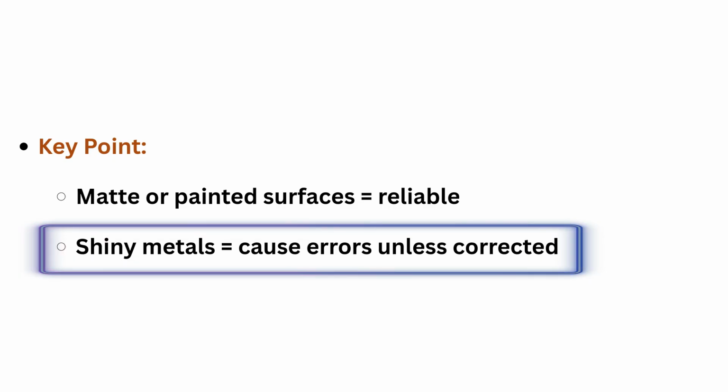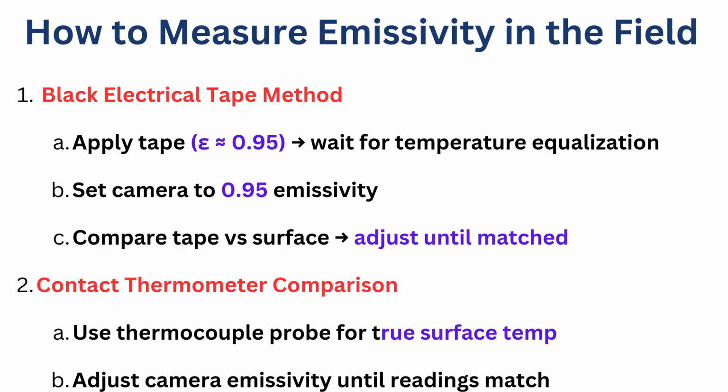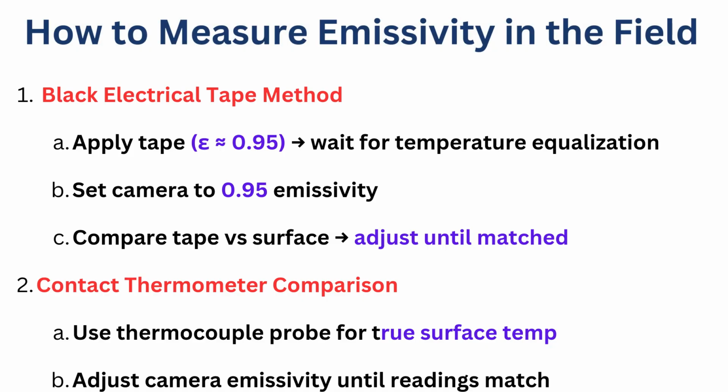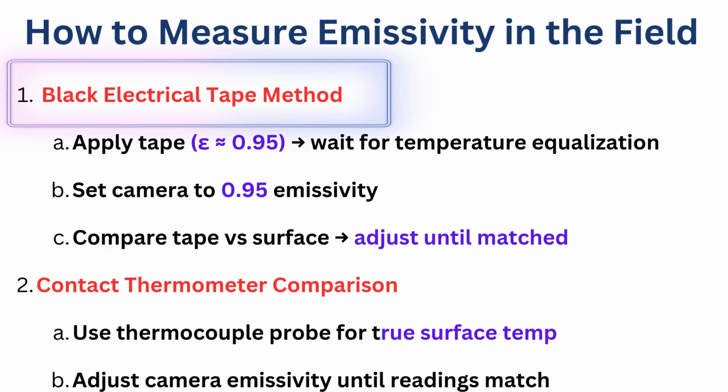Now, since we have discussed some reference values for different kinds of materials and what emissivity they may have, when we go out in the field it's very hard to say what exact emissivity I should put there to get the exact temperature of that particular material. So now we will discuss how we should measure this emissivity in the field. There are 2 or 3 ways we can practically do this. The first way is the electrical tape method.